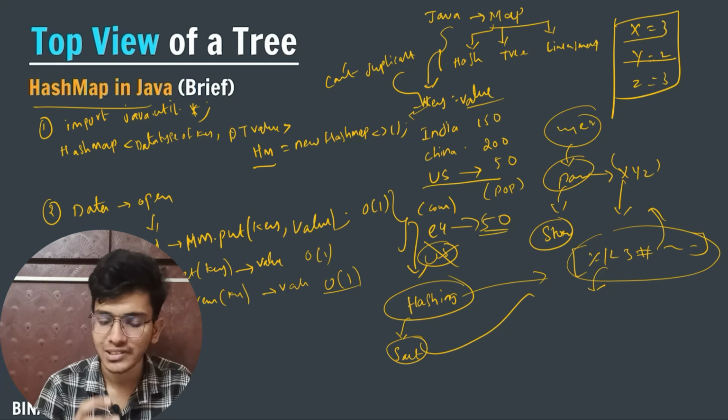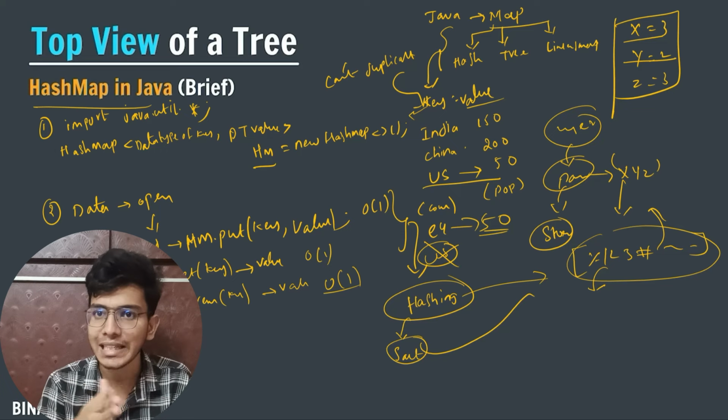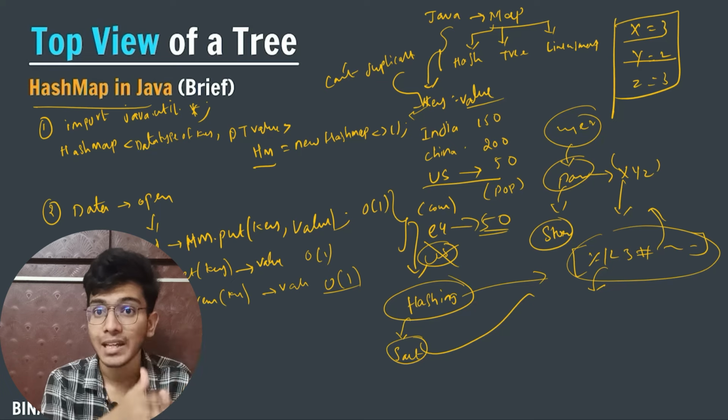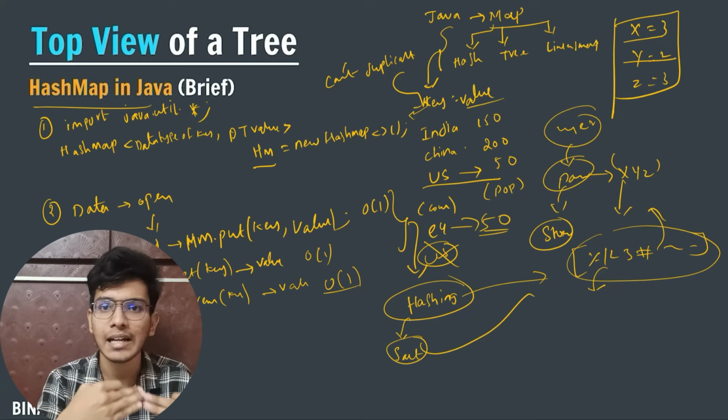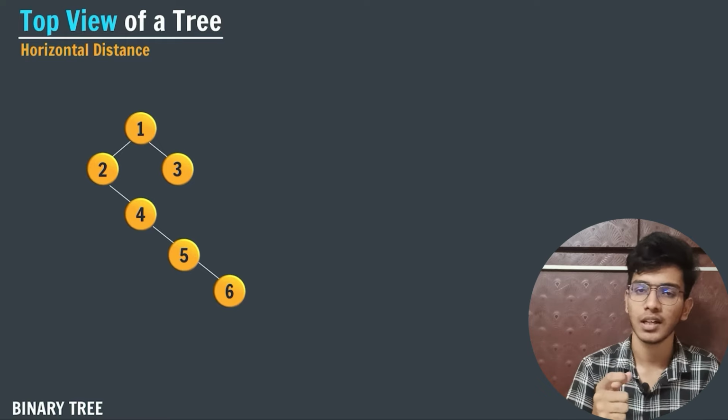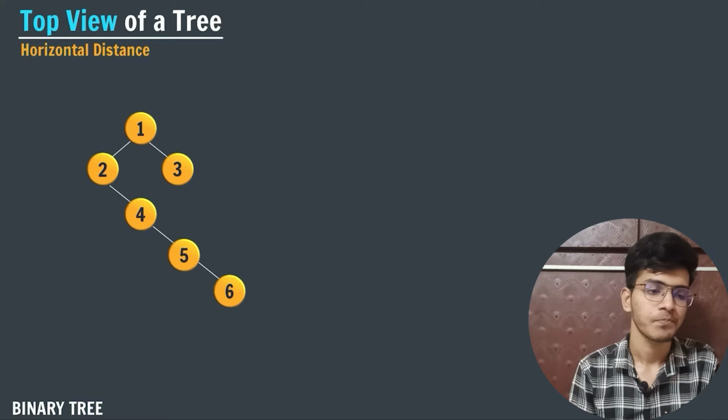So hash map is nothing but storing data in key value pairs. I use a hash map, and in a hash map the key is always unique. I can't create duplicate keys. Now let us talk about horizontal distance.